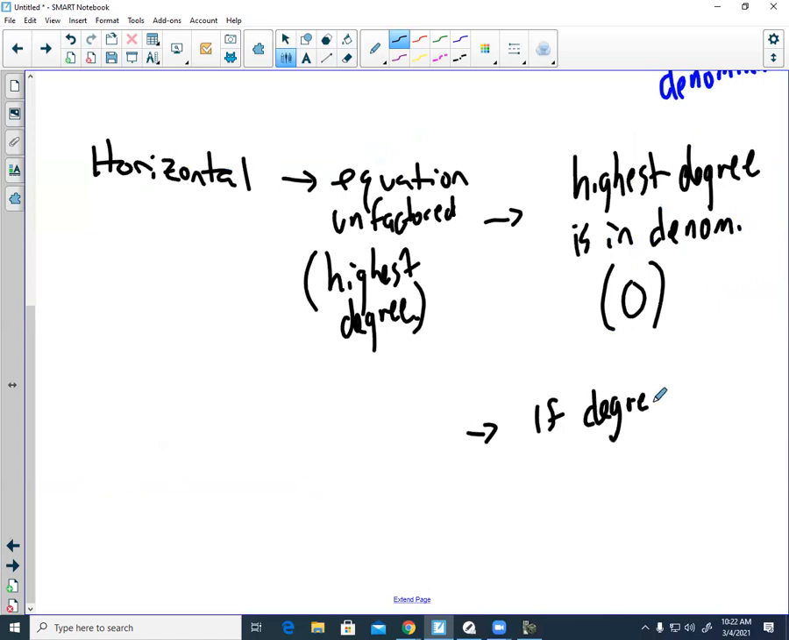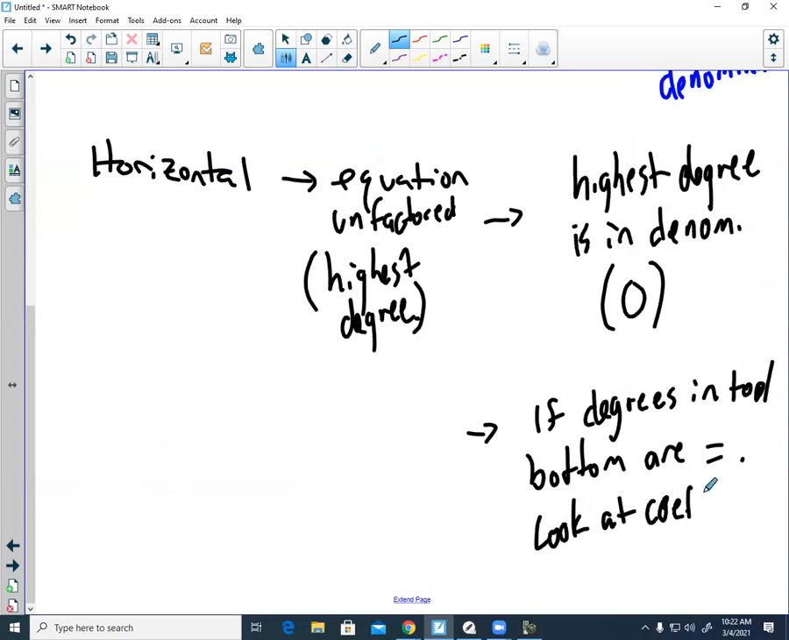is if degrees in the top and bottom are the same, look at the coefficients. And we'll go through an example of this so you can see it. If the degree in the top and the bottom are equal to each other, then you look at the coefficients. Okay? So those are the two cases for horizontal. If the degrees are the same, you look at the highest coefficient, and that will tell you what the horizontal asymptote is.